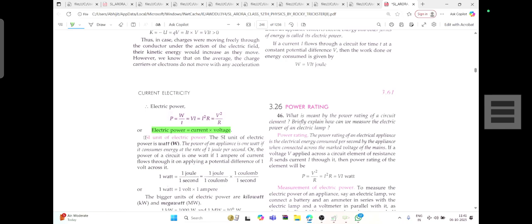SI unit of electrical power. The SI unit of electrical power is watt. The power of an electrical appliance is 1 watt if it consumes energy at the rate of 1 joule per second, or the power of a circuit is 1 watt if 1 ampere of current flows through it applying potential difference of 1 volt across it. That is called 1 watt. You can define watt like that. Okay, so 1 watt is equals to 1 volt into 1 ampere.